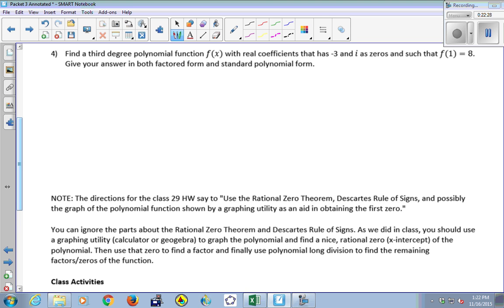So it's 3rd degree, right? So how many factors does it have? 3. How many zeros does it have? 3. Okay, how many zeros did they give me? 2. So I need 3 if I want to write this in factored form. So there's another one that's implicitly given here. They didn't explicitly write it down, but we know it's there.